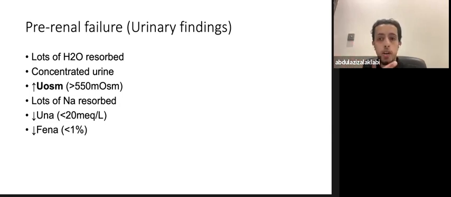Therefore, you can have very high concentrated urine. So the urinary osmo will be more than 550. A loss of sodium will follow the water as being reabsorbed. So this is why you have a decreased urinary sodium and a decreased fractional excretion of sodium. So this is all the findings of pre-renal failure.